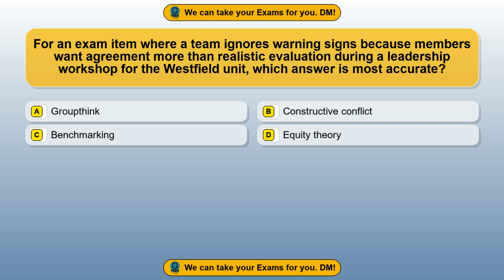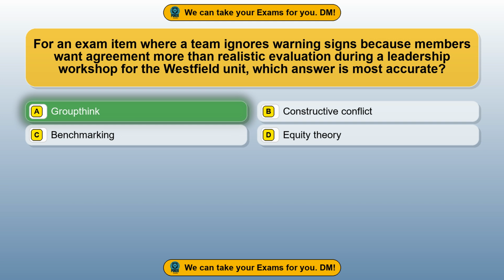Question 60. For an exam item where a team ignores warning signs because members want agreement more than realistic evaluation during a leadership workshop for the Westfield unit, which answer is most accurate? Option A, groupthink. Option B, constructive conflict. Option C, benchmarking. Option D, equity theory. The correct answer is option A, groupthink.